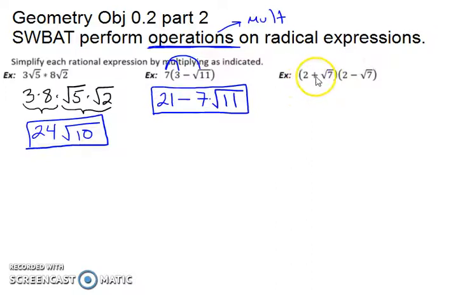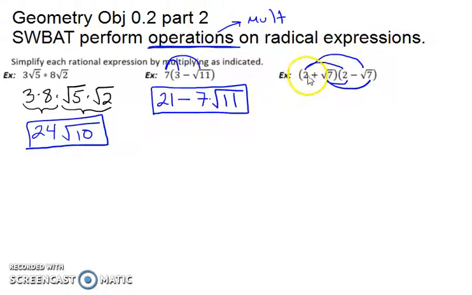The last example here is a little bit more complicated. This is 2 plus root 7 times 2 minus root 7. And I'm actually going to do this one 2 different ways. The long way and then the shortcut. So the long way would be to FOIL. That would be 2 times 2, 2 times negative root 7, root 7 times 2, and root 7 times negative root 7.